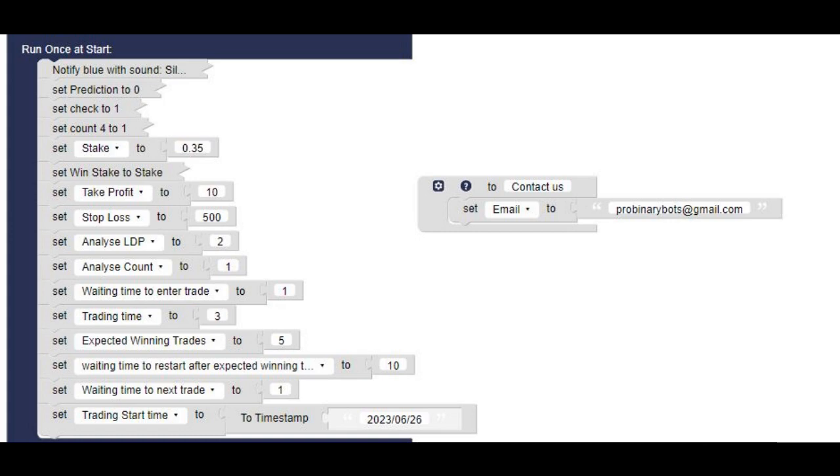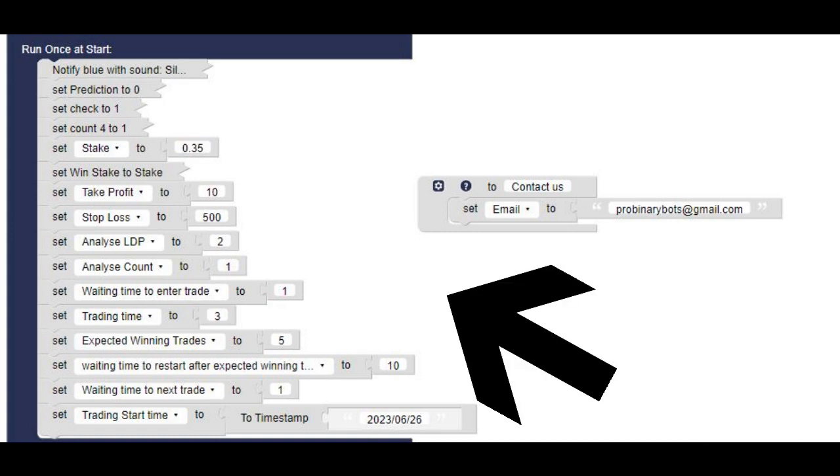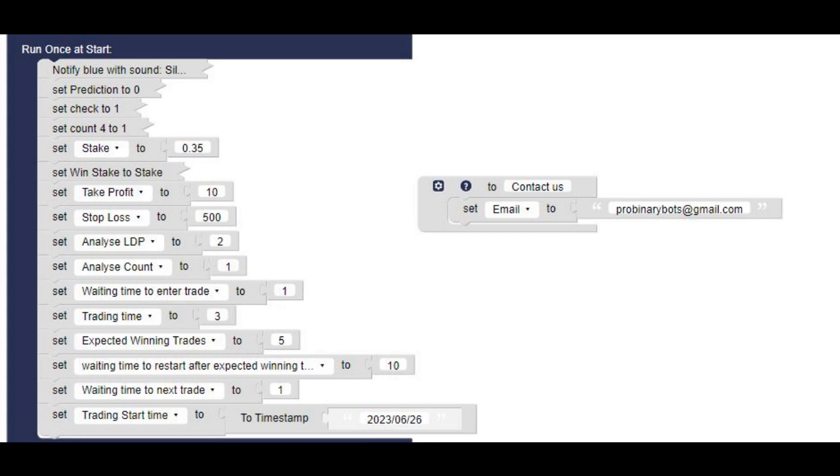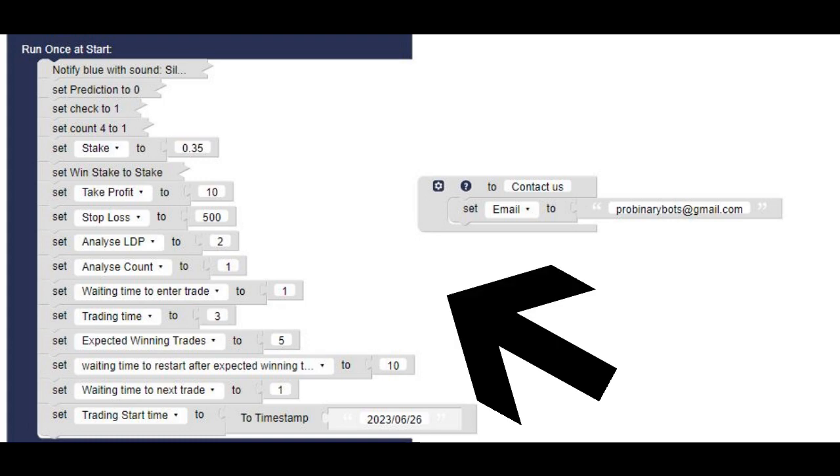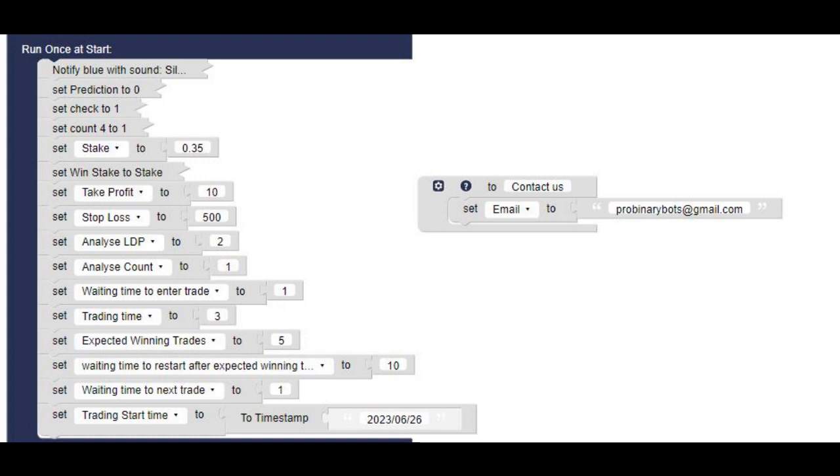Now, let's discuss the significance of the stake. The stake represents the initial trade amount, and I recommend starting from 0.35. Take profit refers to the desired profit target. In this case, I have set it at 10. On the other hand, the stop loss indicates the acceptable maximum loss amount, which I have set at 500.